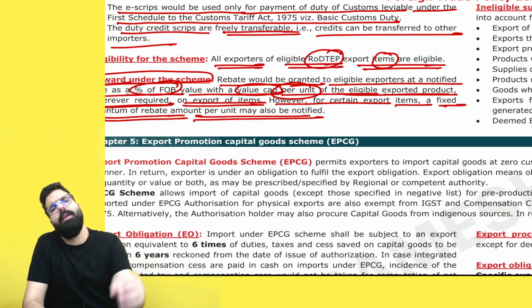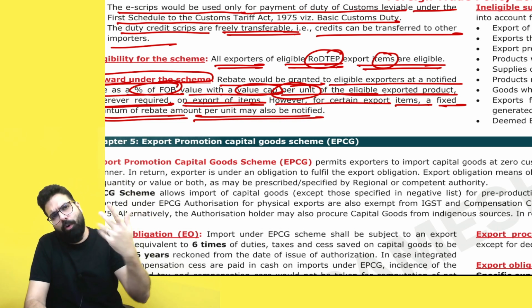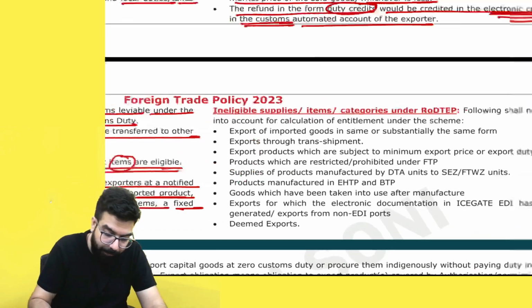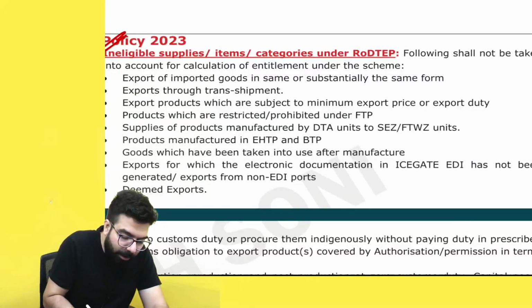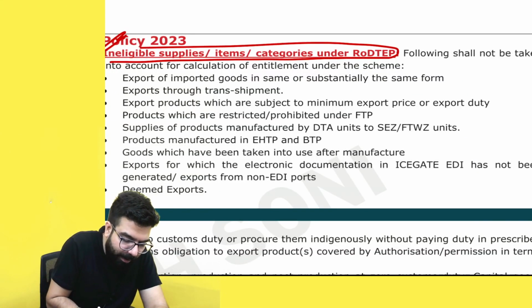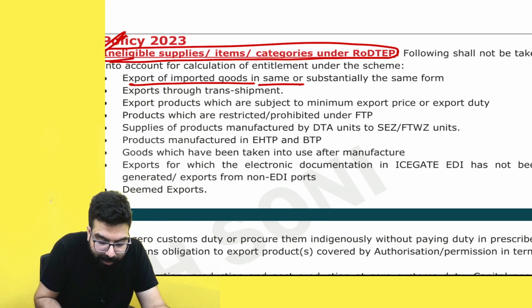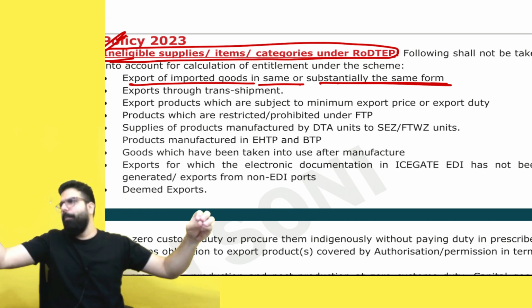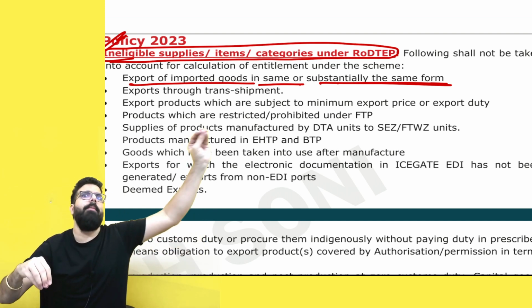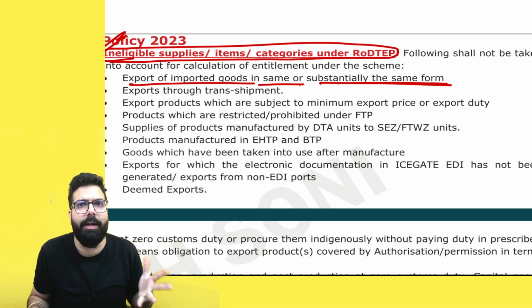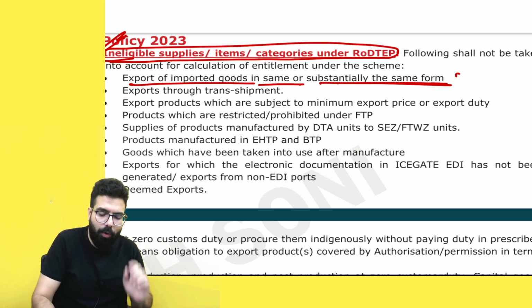They will not say percentage, they will say per shirt 5 rupees over story. That will be given as RoDTEP. They are telling over here ineligible supplies or items or categories under the RoDTEP scheme. If export of imported goods in same or substantially same form, I imported some item, same to same I exported. What is the value addition done in India? Nothing. So our Indian goods, Indian taxes would not be levied. They are going ahead and telling no RoDTEP.